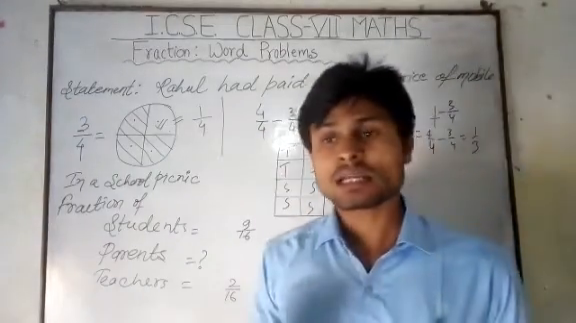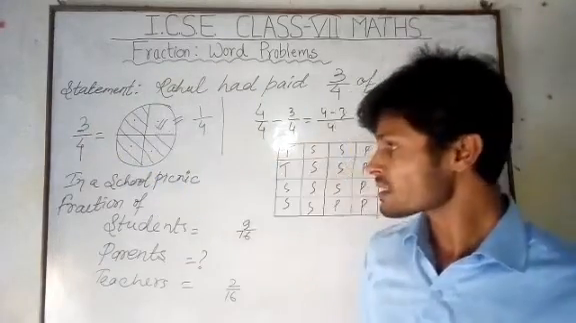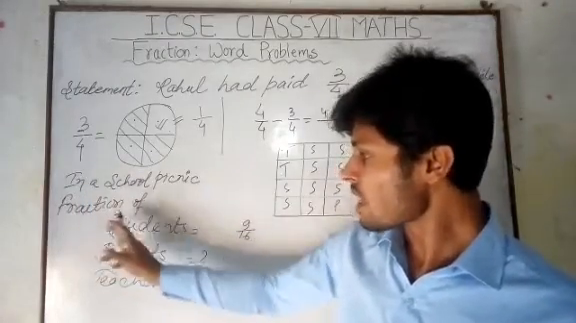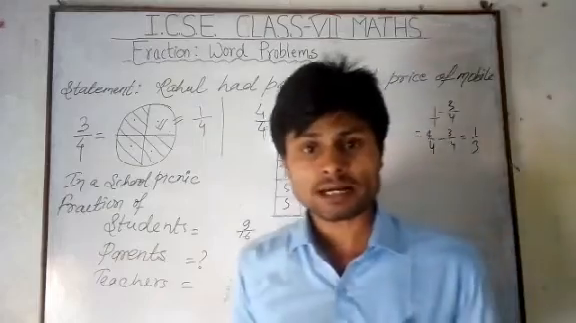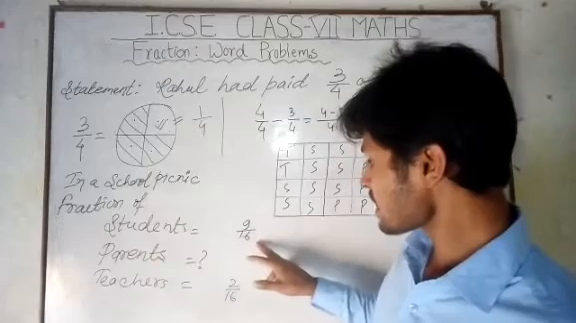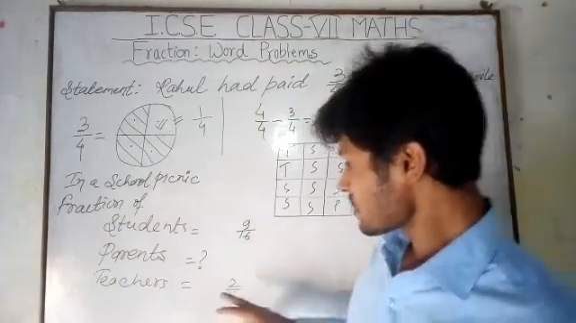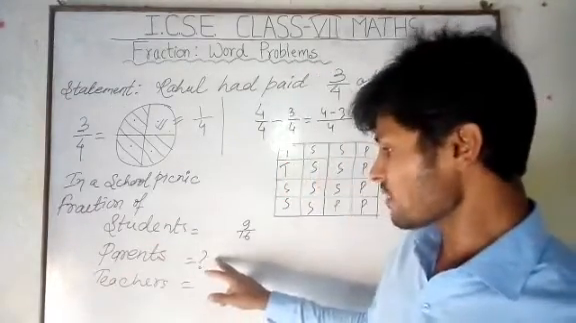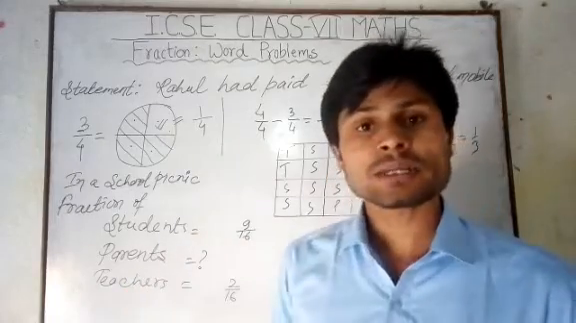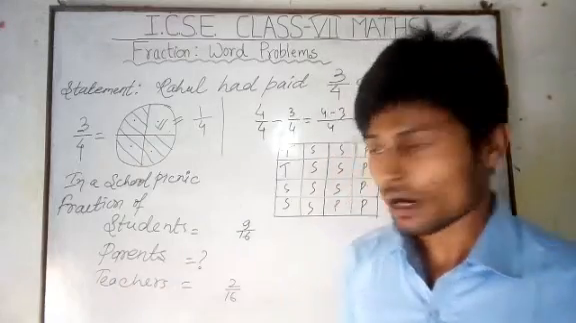So this is the way we can calculate the part that is left, if some part is given in the form of a fraction. Suppose we take one other example. In a school picnic, the fraction of students who attended is 9 by 16, and teachers are 2 by 16. The fraction representing the number of parents who attended the school picnic is to be calculated.